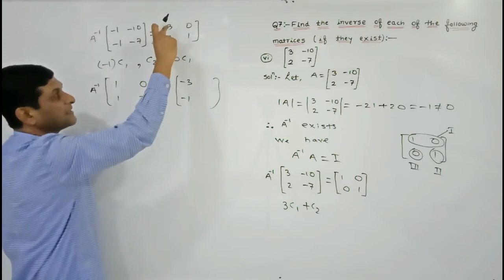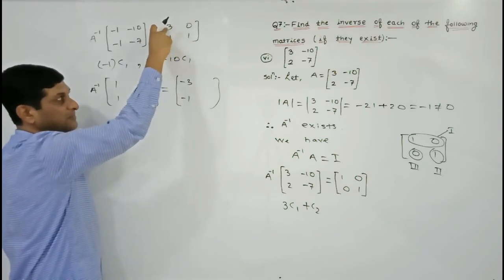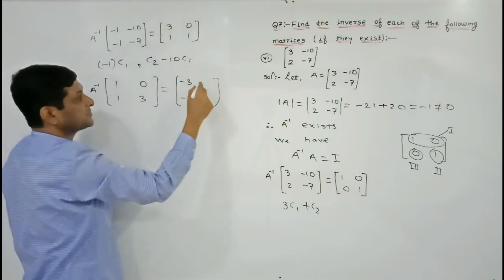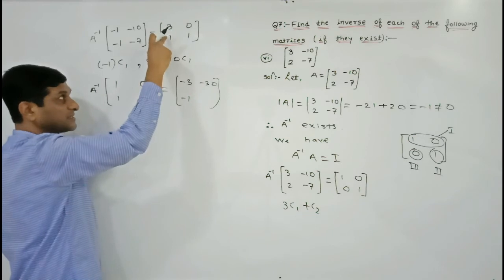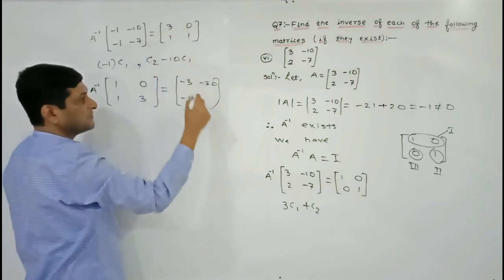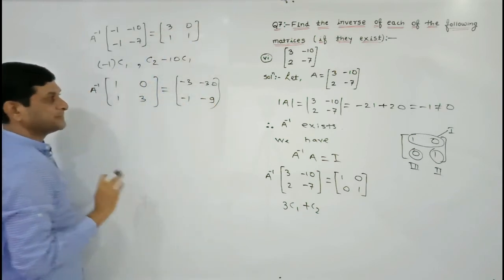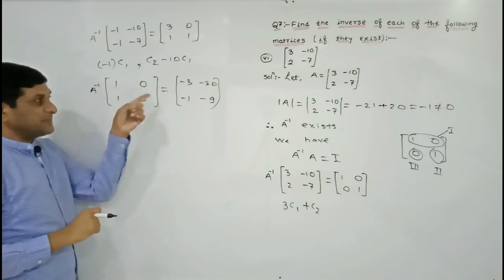Multiply here by minus 10. Here we will get minus 30. Minus 30 plus 0 is minus 30. Multiply here by minus 10. We will get minus 10. Minus 10 plus 1 will be equal to minus 9. Now the first step is completed.